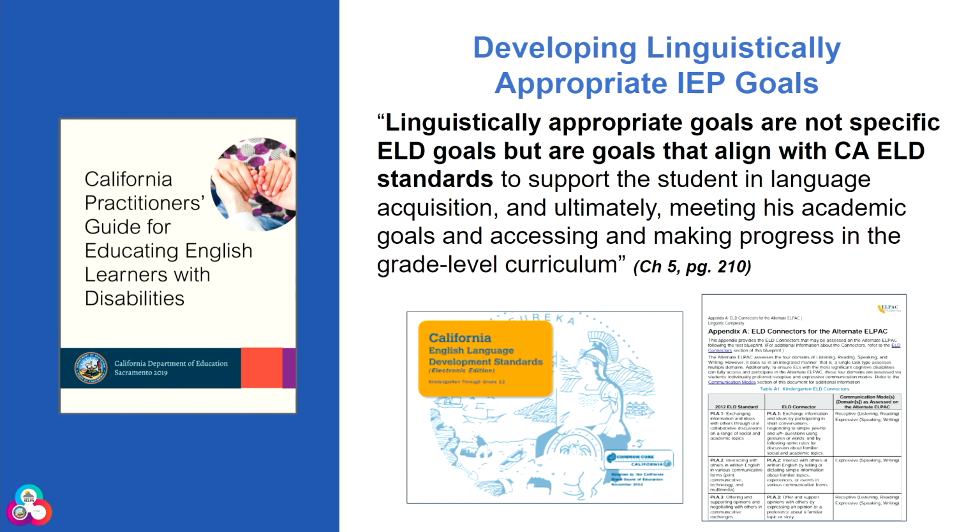But the ELD standard part 1, section A, first standard is exchanging information and ideas with others through oral collaborative discussions on a range of social and academic topics. That's the actual ELD standard for kinder. The connector talks about exchanging information and ideas by participating in short conversations, responding to simple yes, no, who, what, when, where questions, using gestures or words, and by following some rules for discussions about familiar, social, and academic topics. If your student is taking the Alt-LPAC, your ELD instruction should be aligned to the ELD connectors.